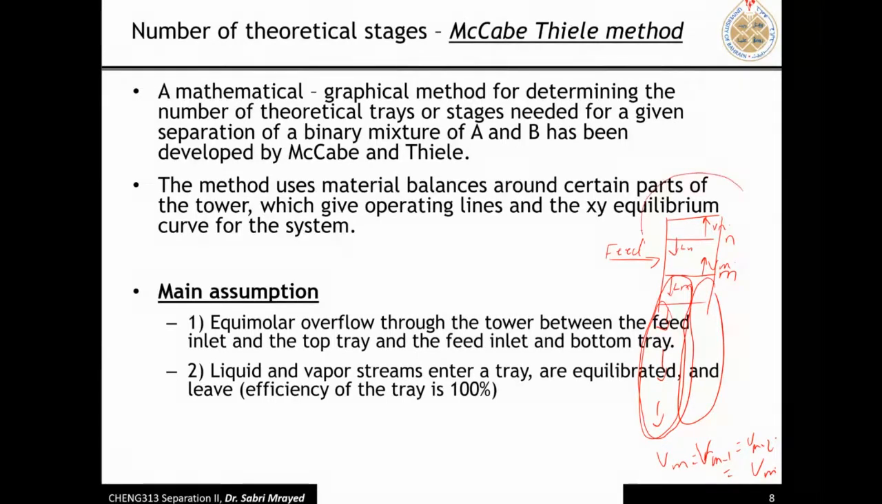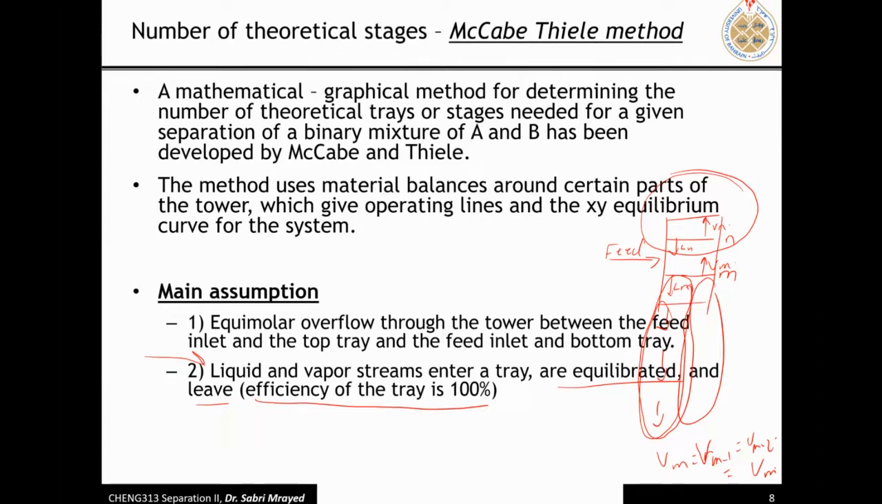but they are not the same as the vapor flow rate and the liquid flow rate at the top. The other assumption is that liquid and vapor streams entering a tray are equilibrated and leave, so we assume the efficiency to be 100%. These are the two main assumptions you will have to remember. If you are asked what the main assumptions used to develop the McCabe-Thiele method are, we say we assume the molar flow rate is constant from stage to stage for both liquid and vapor, and that the efficiency of the stages is 100%. When we say efficiency, we mean the stages are at equilibrium. It's an assumption, and we will correct it later when we calculate the number of actual stages from the theoretical stages. We will have to divide by this efficiency number.